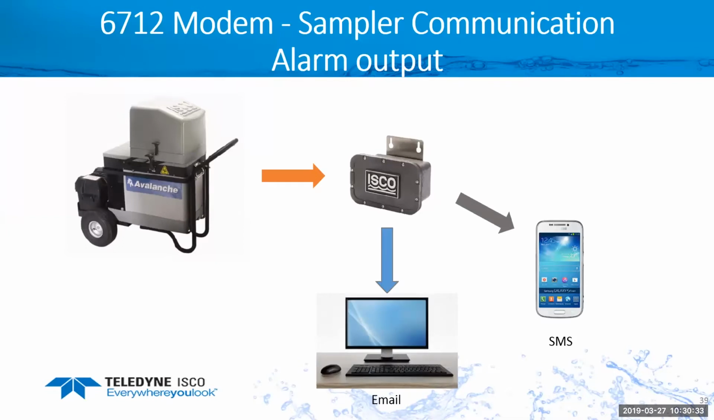Basically, the Avalanche sends the signal to the modem, and the modem can then send that information out as a text via the phone, or if you set it up for emails, it can send an email to somebody as well.